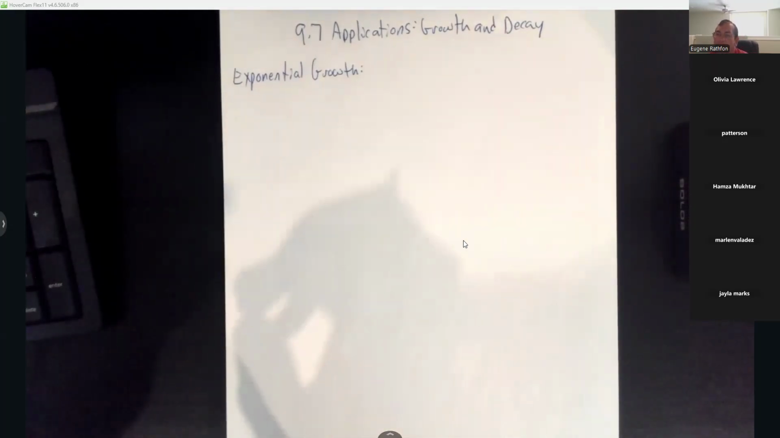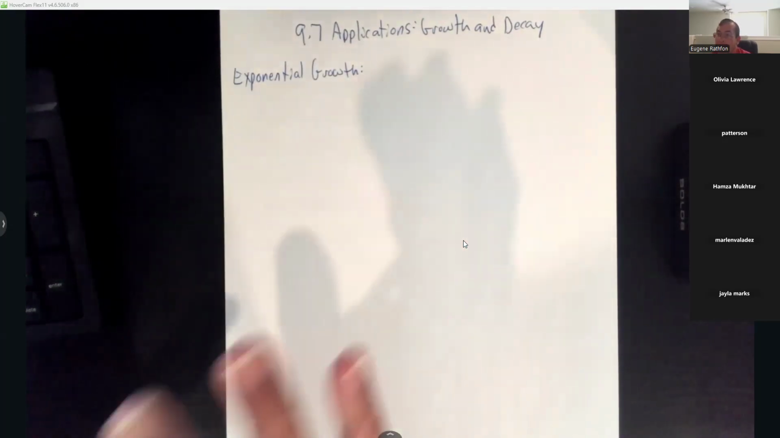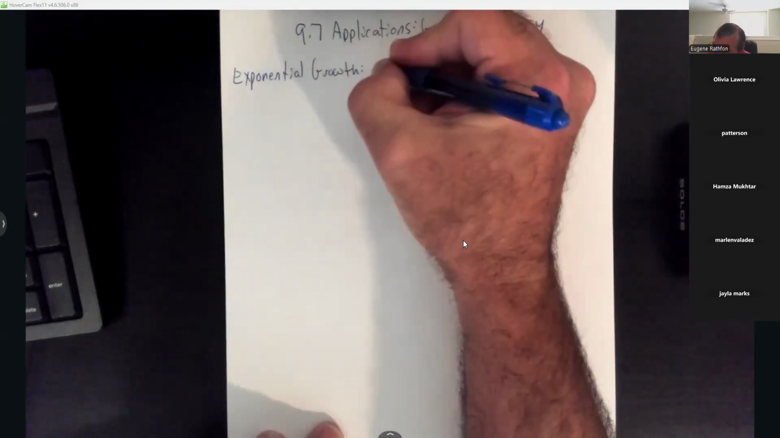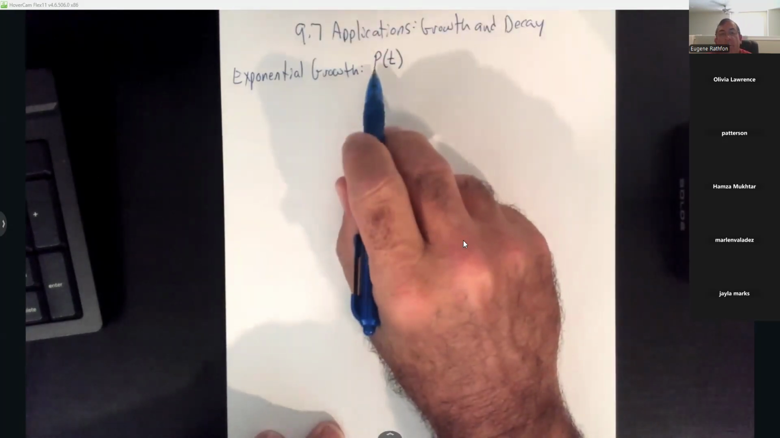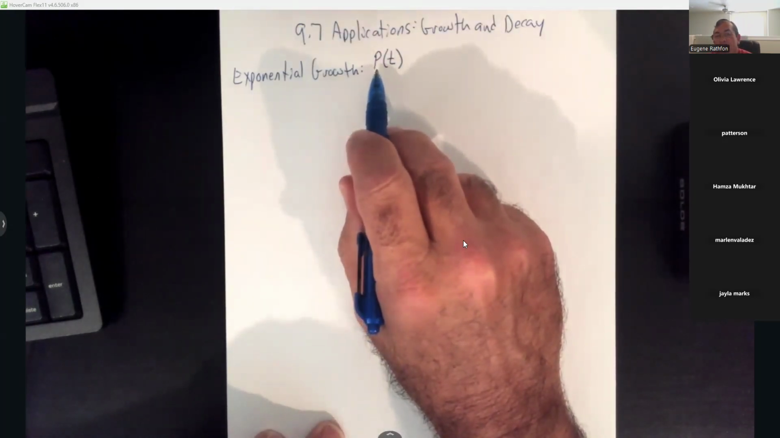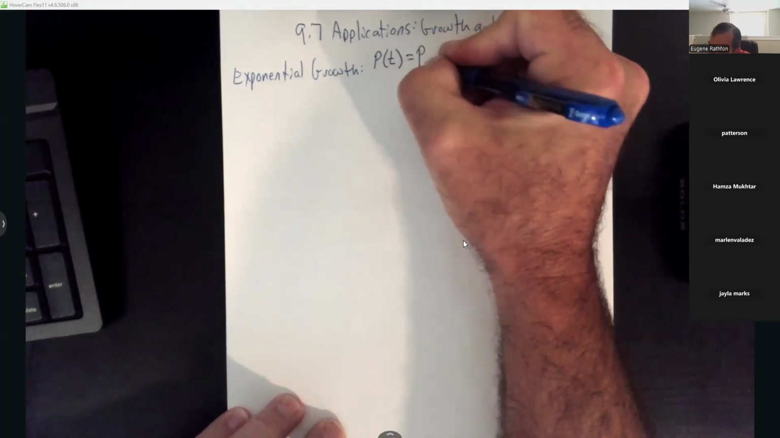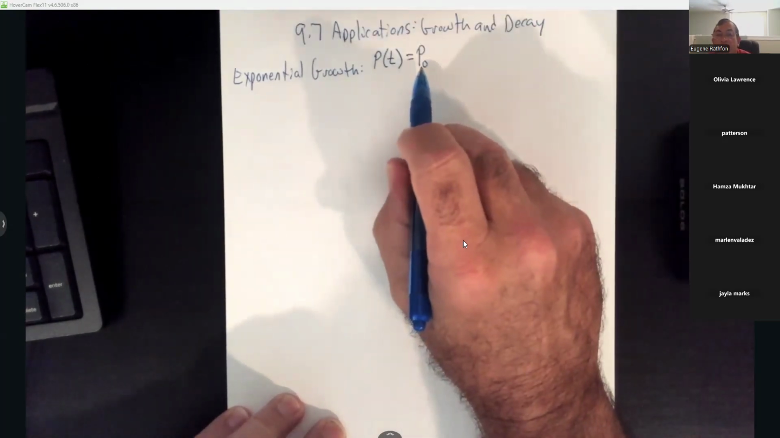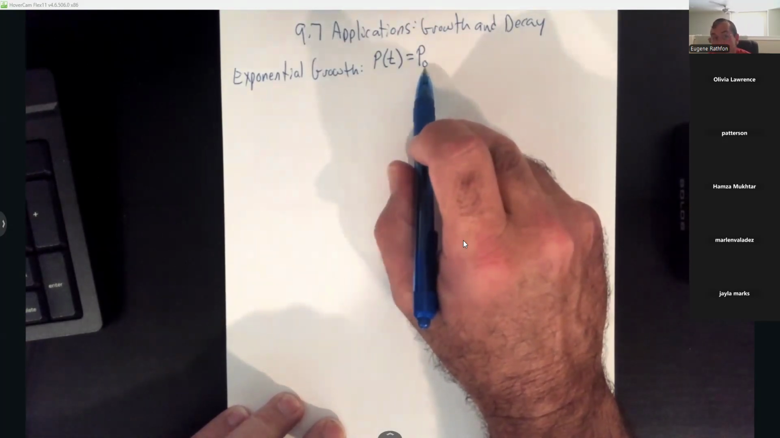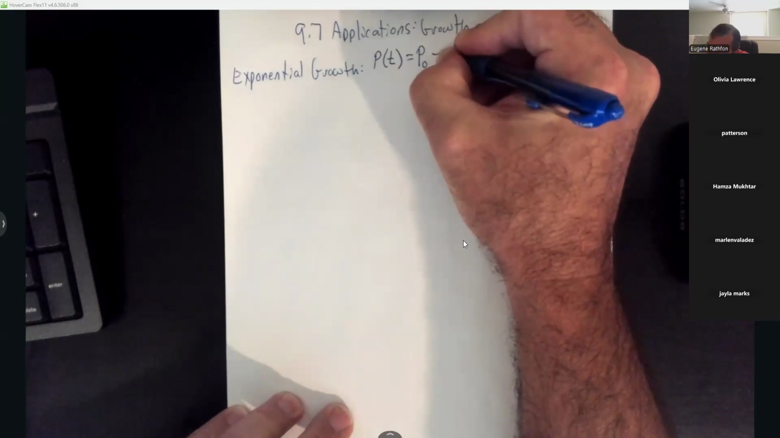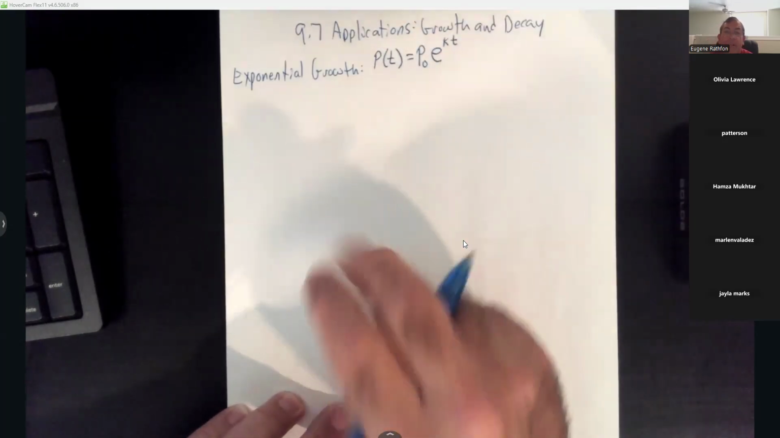So exponential growth, we're looking at investments on continuous compounding or populations. So these formulas will use a P. This will be the population at any time T. So that's equal to P sub O, which stands for the initial population or amount if you're dealing with money, and then e raised to the k times t.